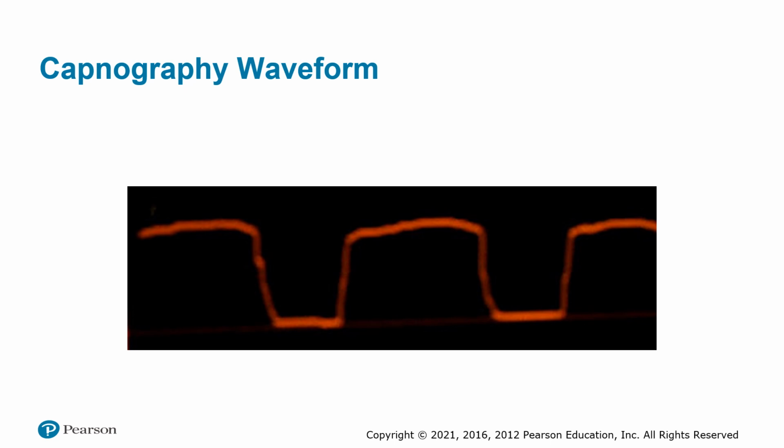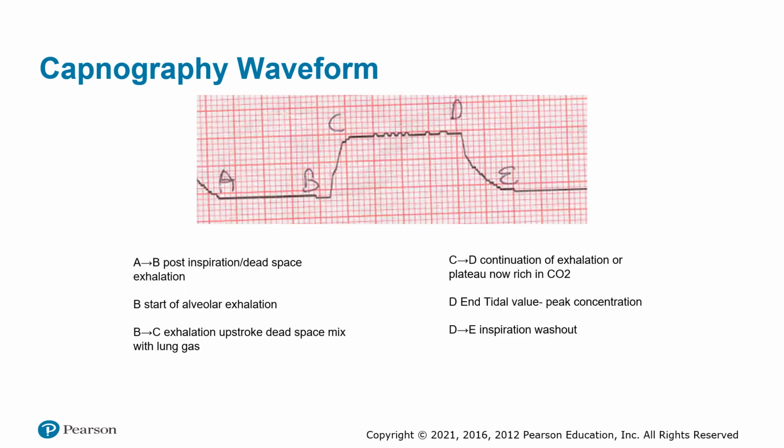This is a normal capno waveform. Here we have another normal capno waveform. A to B is post-inspiration. This is dead space exhalation. This is when the patient has exhaled all their air. There's no air coming out. B is the start of exhalation, so the higher it goes, this is our exhalation phase.